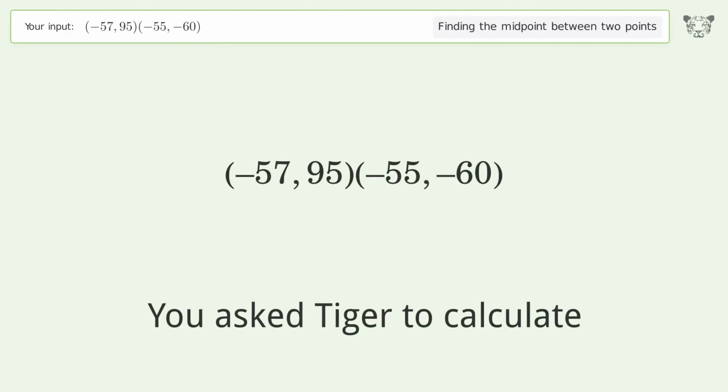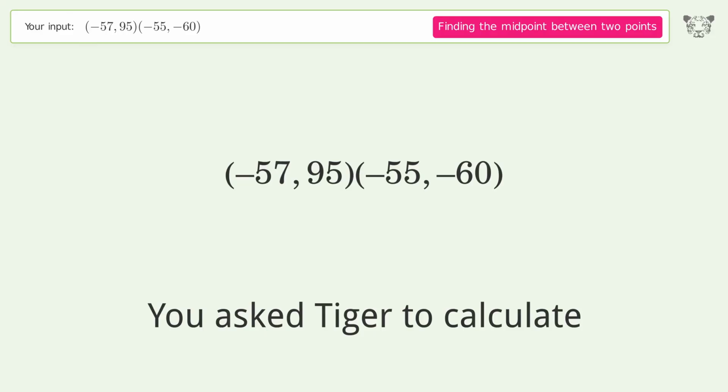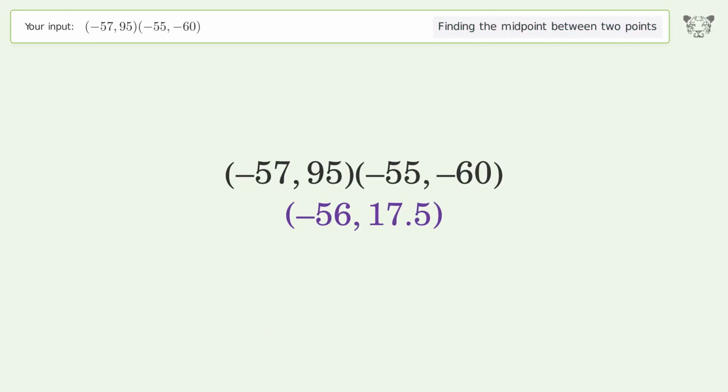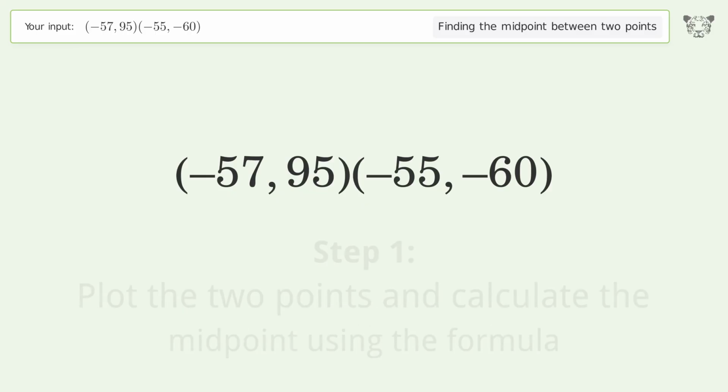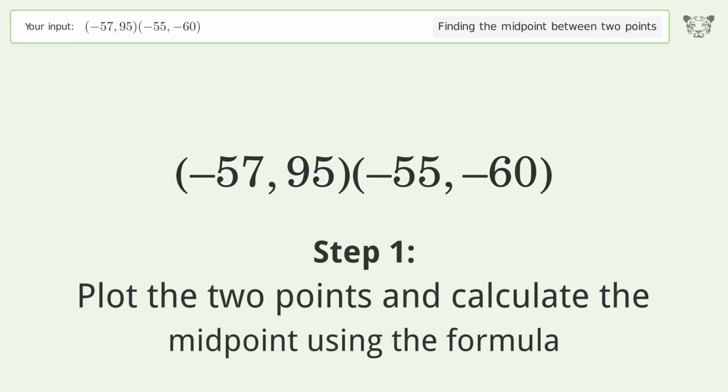You ask Tiger to calculate. This deals with finding the midpoint between 2 points. The midpoint between the 2 points is negative 56, 17.5. Let's solve it step by step. Plot the 2 points and calculate the midpoint using the formula.